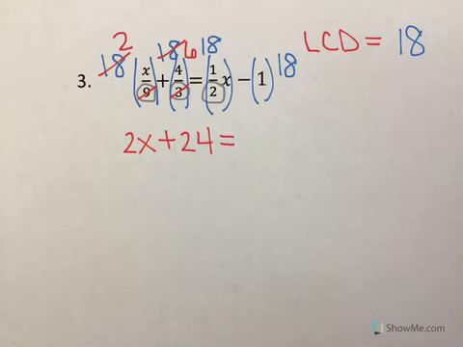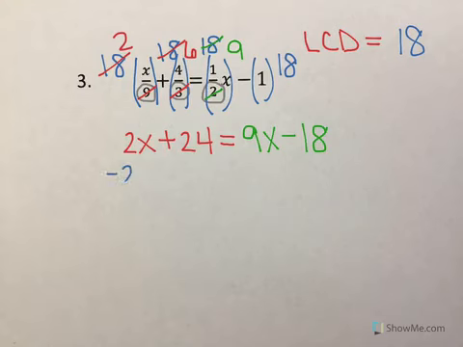And then I can't forget the equal sign that's there. And then I will have 18 divided by 2 is 9. 9 times 1x is 9x. And 18 times 1 is 18, so we just have minus 18 here. Now I have a nice problem that I can solve.